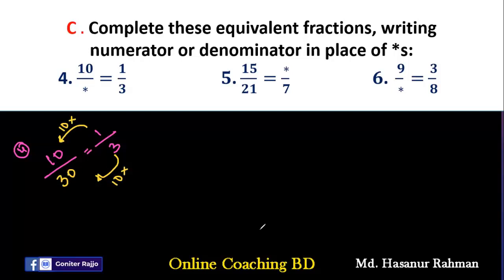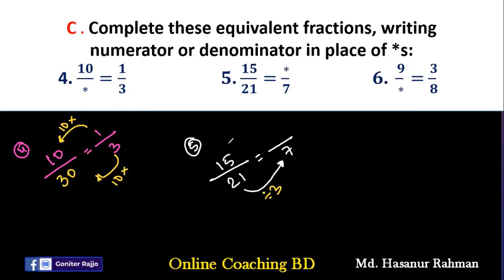Now, number 5. Number 5 says 15 divided by 21 equal to star divided by 7. Very simple. Look, 21 to 7. How can we find out? We can find out 21 divided by 3. After dividing 21 by 3, we will get 7. That means we have to also divide 15 by 3. 15 divided by 3, that will be 5. So missing number of number 5 will be 5.